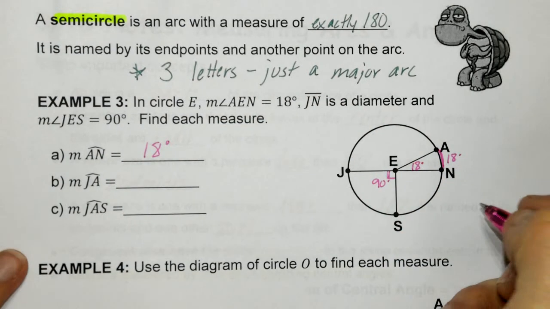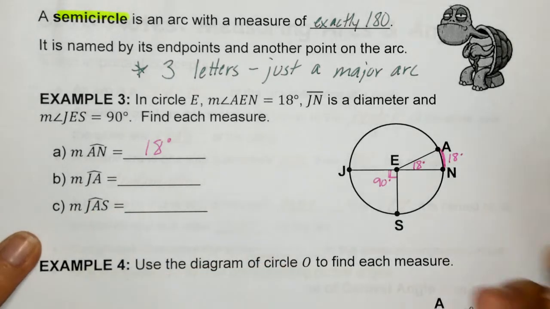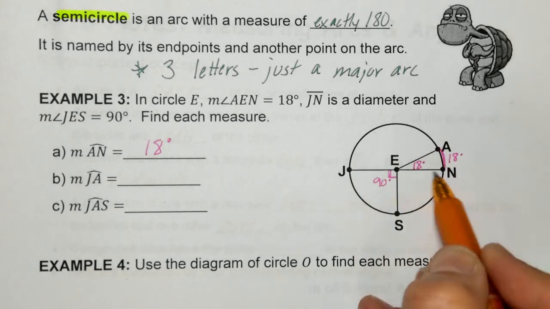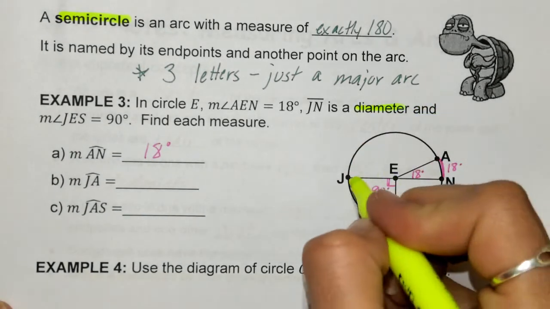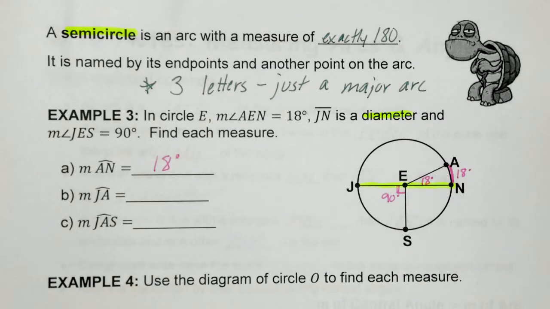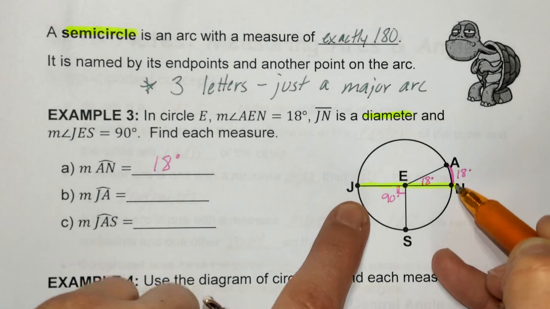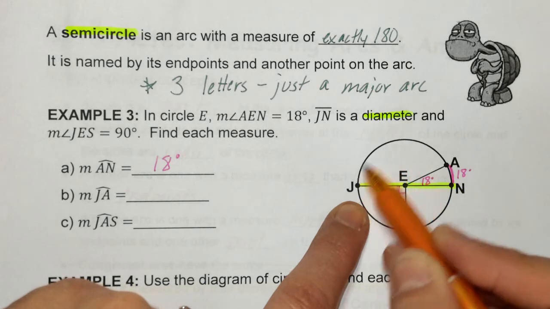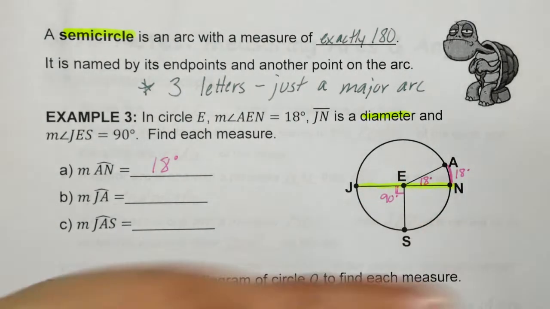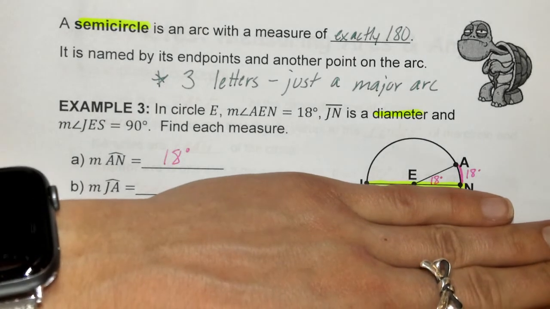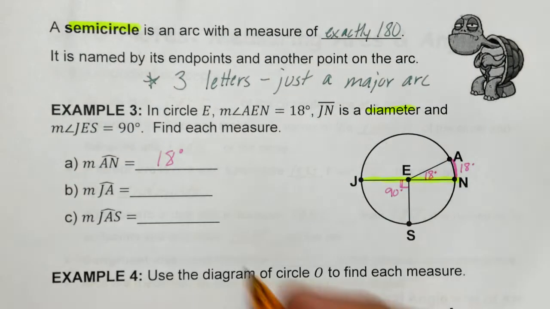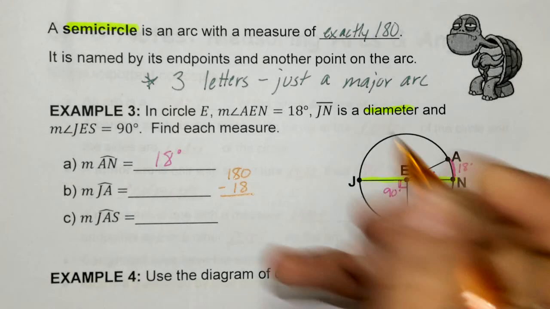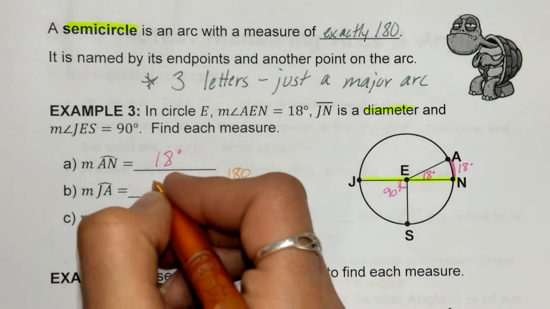Okay? Now I want to take a look at arc JA. So we have here from J to A. Well, I know that JN was a diameter. Okay, let's actually highlight that real quick. So we have JN is the diameter. So that means this whole upper part is going to be 180 degrees. So that 18 plus whatever this other arc, JA, is going to equal 180. So if we take a look at that top half here, we have 180 degrees. We need to get rid of the 18 to see what's left over for arc JA. So we take the 180, we subtract that 18, we should come up with 162 degrees.